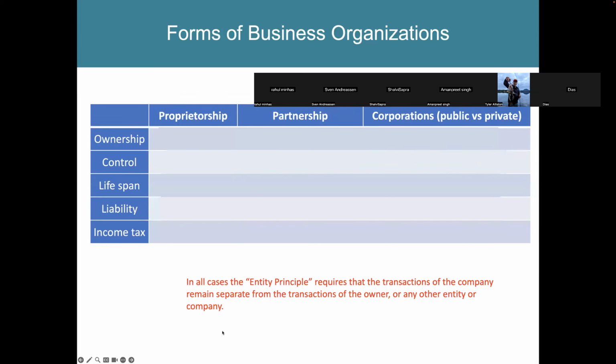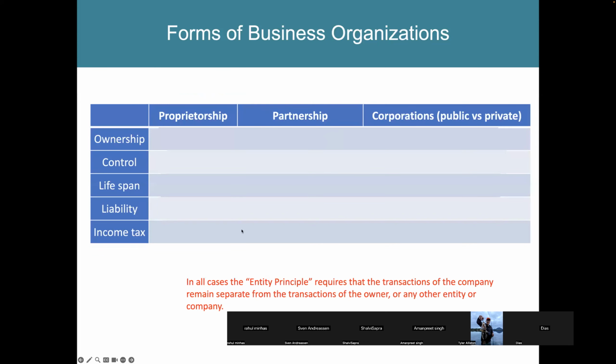Okay, so here, let's put them together side by side. Let's compare their similarities and differences. Proprietorship, partnership, corporation. In terms of ownership, proprietorship is a one-person show. Partnerships require more than one person. Corporations could have tens of millions of shareholders for those big companies.